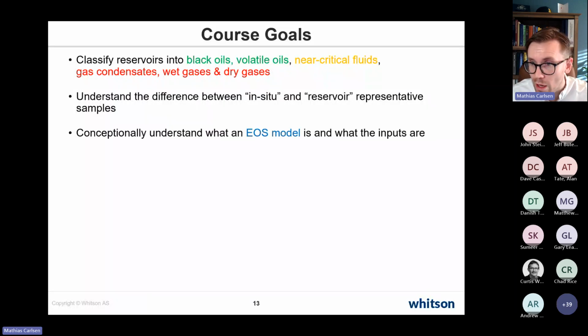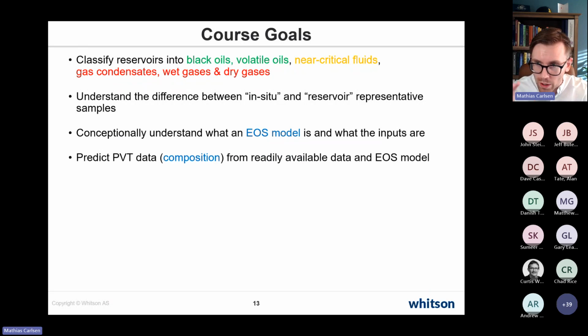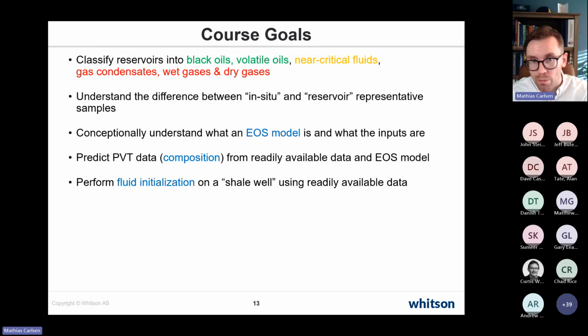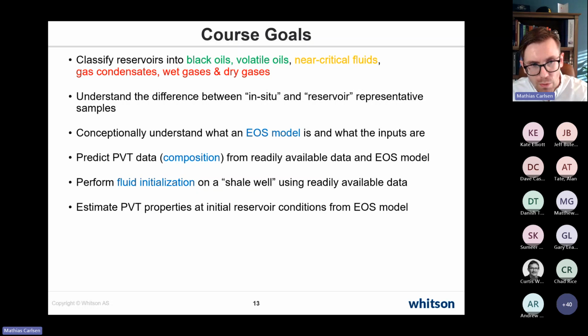We would like to conceptually understand what an equation of state is and what the inputs are. We're going to try to predict PVT data or a composition using readily available data, such as the producing GOR or liquid API gravity, etc., and an equation of state model. We're going to perform fluid initializations on a shale well using readily available data. This is what most day-to-day Whitson Plus users are doing on a well-by-well basis all the time, so that's going to be a big focus of the course. And then we're going to estimate PVT properties from that.